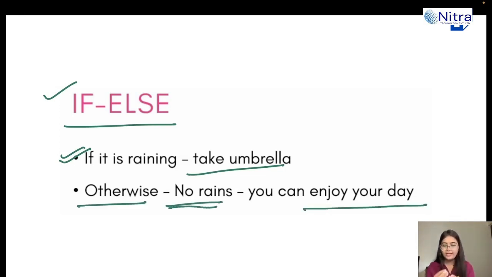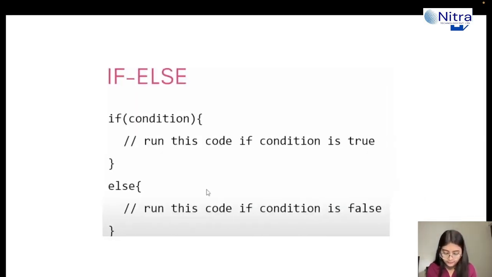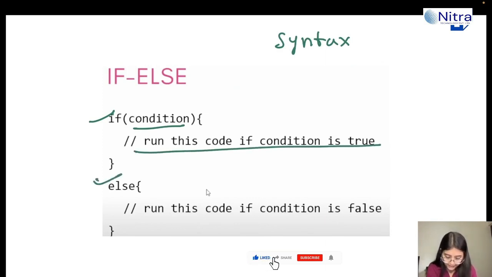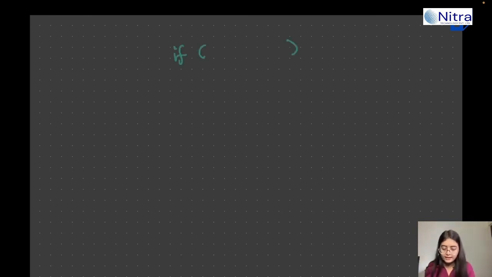So if you have to write a piece of code about these conditions and actions, then you can use if else. Now let's look at the syntax of if else. That's very easy. So this is the syntax of if else. If a certain condition is true, then run this piece of code. Otherwise, else, you can run another piece of code. So it is very simple. If this condition is correct, then execute these lines. Otherwise, else, you can execute the piece of code written over here.